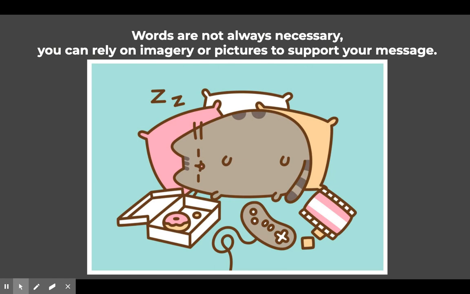Don't think that you have to rely on words on the front of your postcard. You don't have to include lettering or words specifically. You can allow your artwork or the image to speak for itself, like this example does.